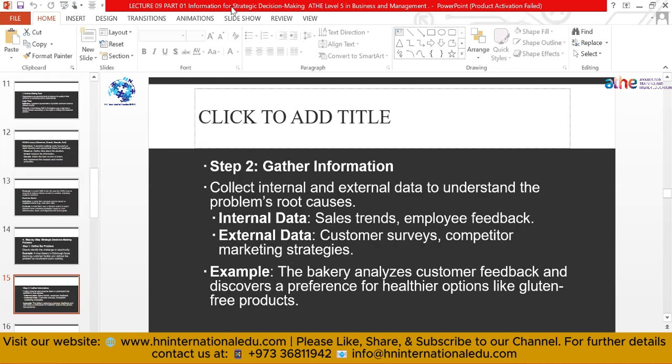Then number 2 is gather information. Collect internal and external data to understand the problem's root cause. Why it happened, what was the triggering cause which made up the problem. Internal data, sales trend, employee feedback. Was the sale increasing, decreasing, or static? Employee feedback from the workers. External data, consumer surveys, competitor marketing strategies, both.